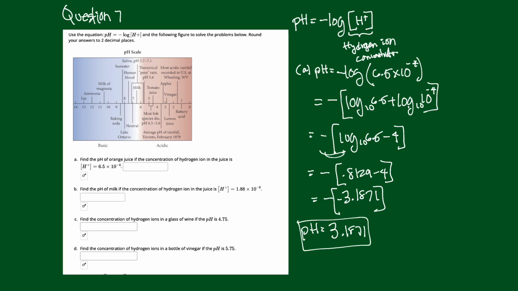Now, do you see where that is? You see where that is over here? 3.1. All right, here's 0. All right, here's 3. So where is it? It's in this color here, which is acidic. And you've had orange juice. You know it tastes acidic.